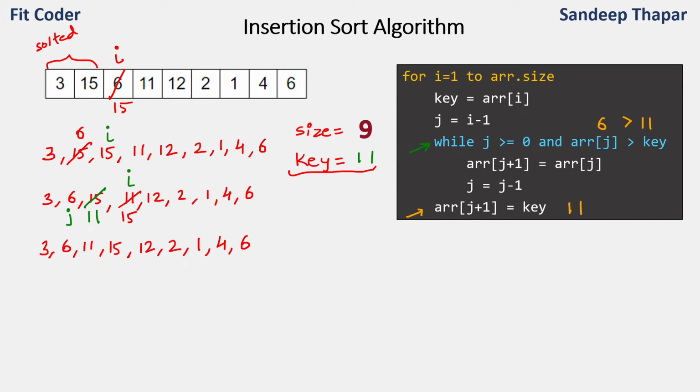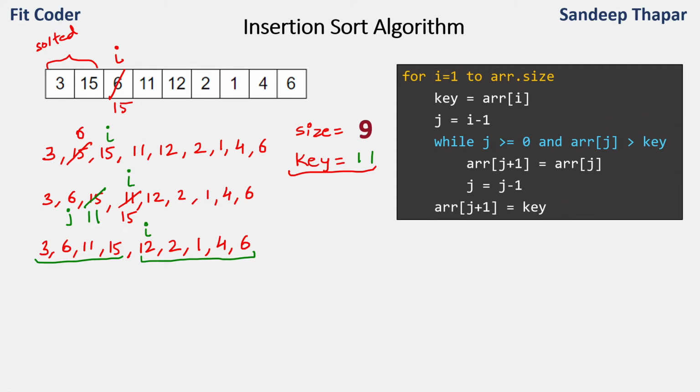And in the next iteration, i comes at 12. So you can see that all the values before i are sorted and all the values after i are the unsorted part or yet to be processed part. So in each iteration, we are placing one element from the unsorted part into the sorted part.